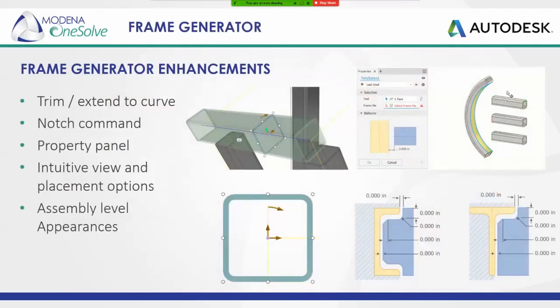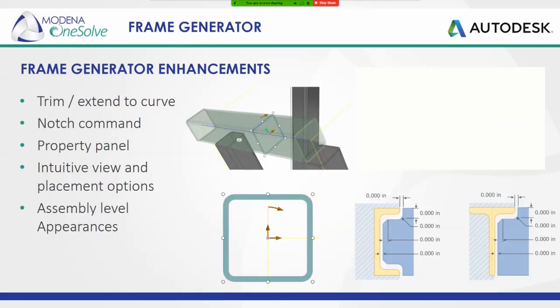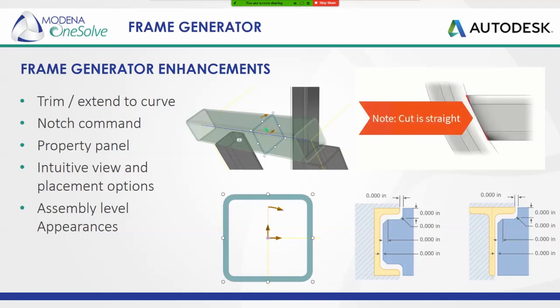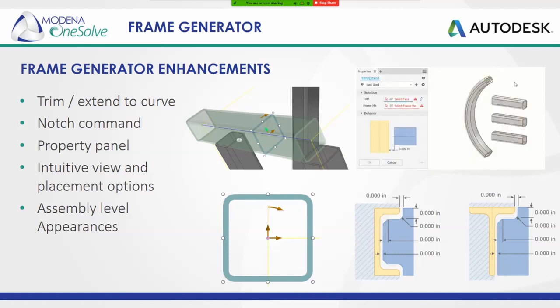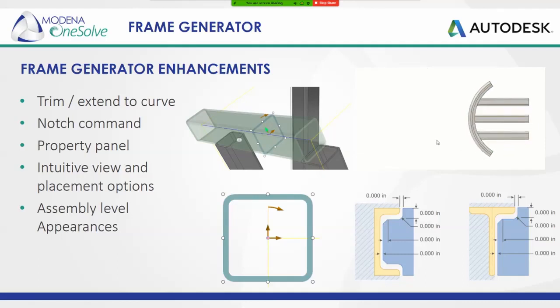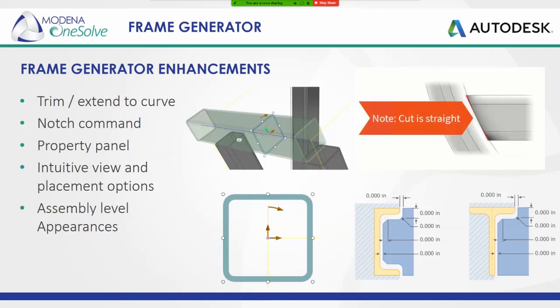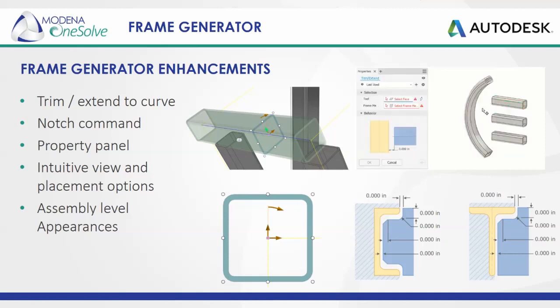One of Inventor's most popular environments, Frame Generator, has seen many new improvements this year. To mention a few of them, the Trim Extend command now supports selecting a curved face to define the function. The result is a cut that is ready for manufacturing. The Notch command includes additional profiles. It now works for C, T, and I cross sections. You no longer have to go through the tedious task of having to manually model these notch cuts.